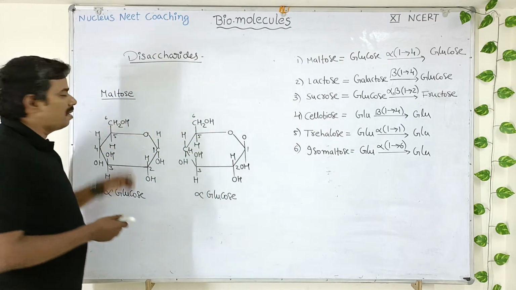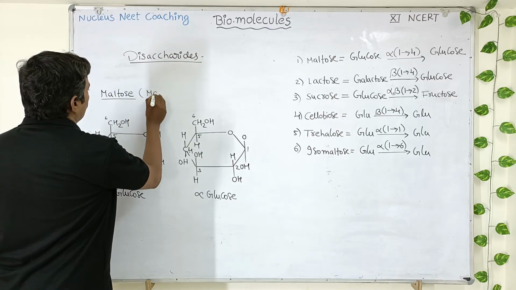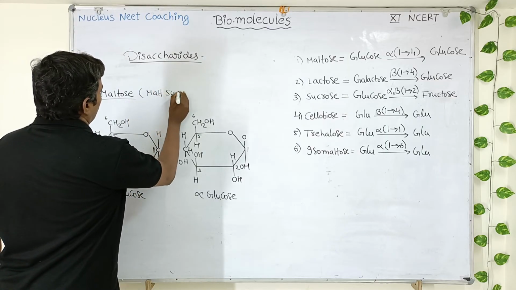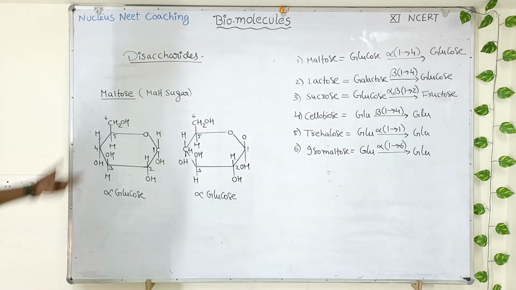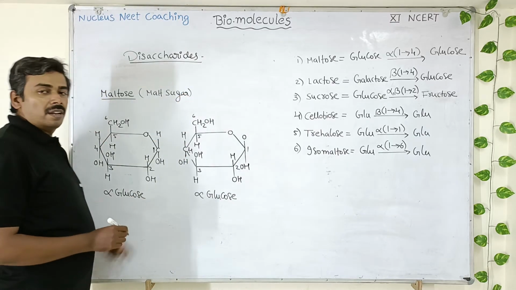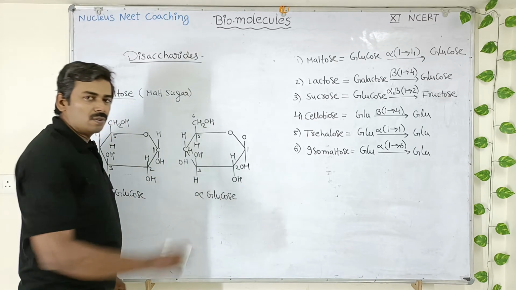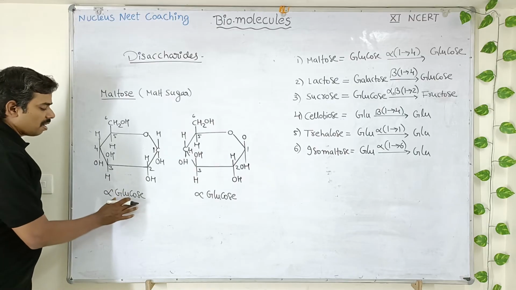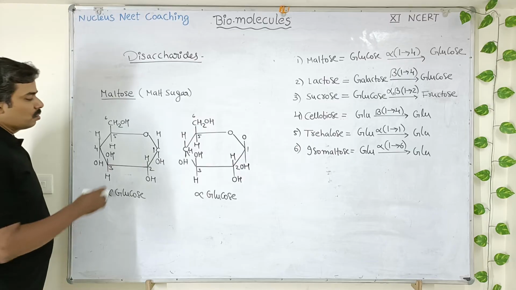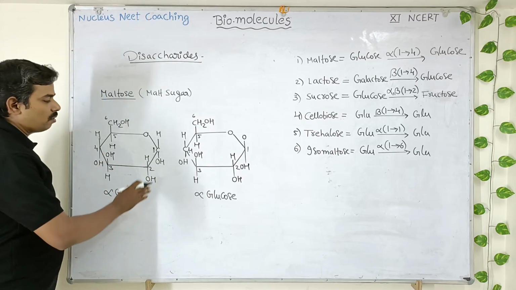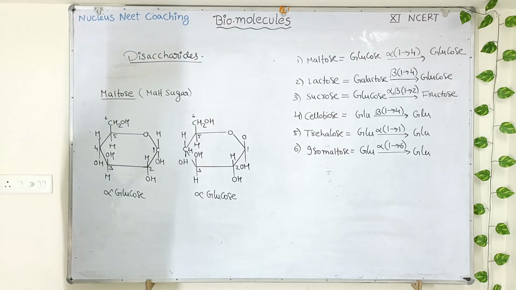The first example is maltose. Maltose is also called malt sugar. It is present in germinating seeds. If you observe the structure of maltose, there are two monosaccharides, alpha glucose and alpha glucose. Each alpha glucose is a 6 carbon monosaccharide. This glucose is going to bind with another glucose by a bond called a glycosidic bond.